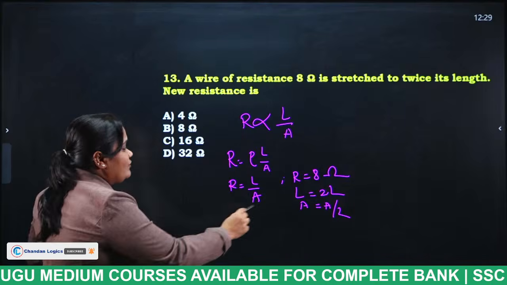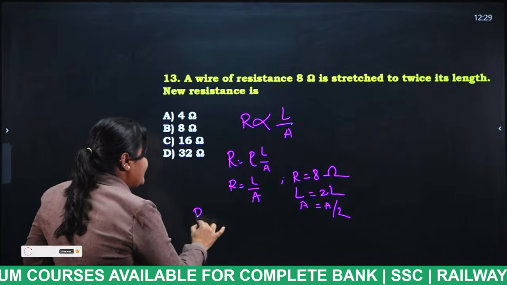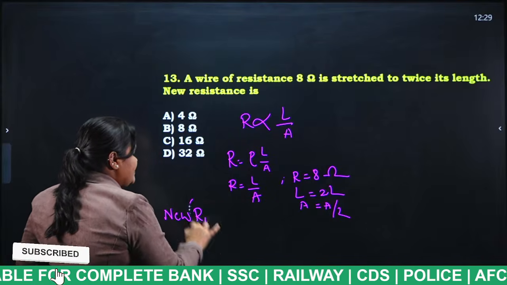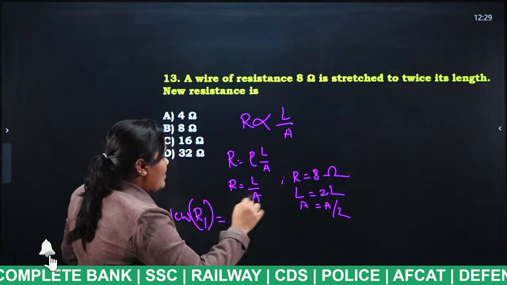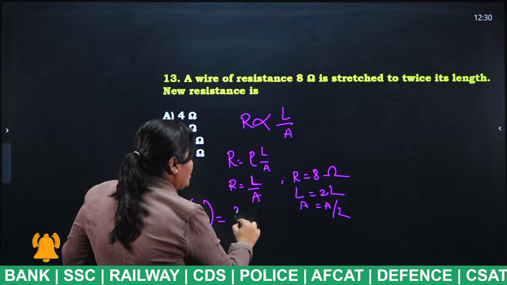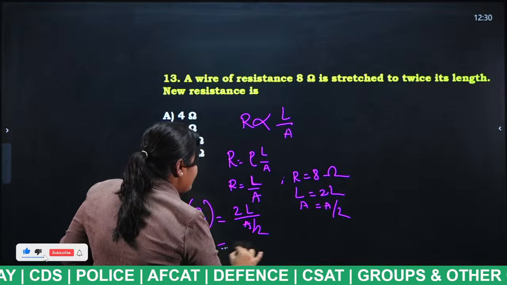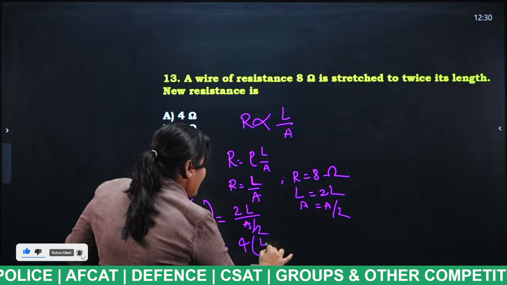So that means we have to substitute these values. The new resistance, R1, is going to be the new resistance. What is here? L is now 2L and A is now A by 2. So what will you get, students? 4 into L by A.